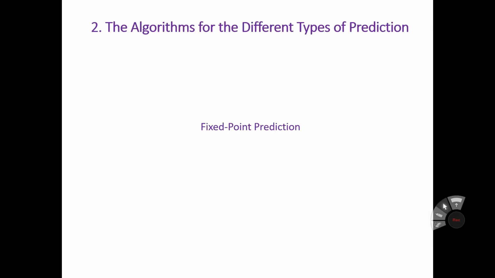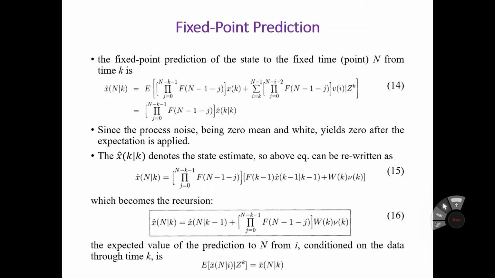Then the algorithm for the different types of prediction, for example, fixed point prediction, how we can use this fixed point prediction in the algorithm. The fixed point prediction of the state to the fixed time point n from the time k is this one. So don't be confused with this equation. This is the same thing like your state equation f of k, x of k, and plus f of k and your process noise v of k.